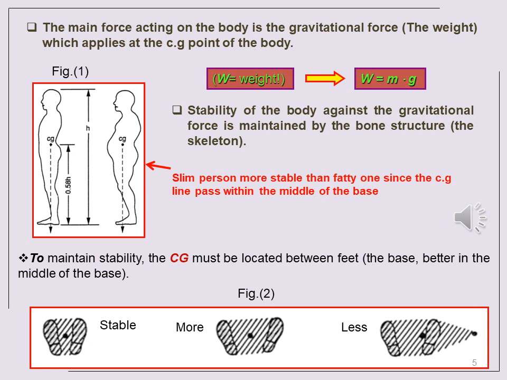Fig. 1 shows that a slim person is more stable than a fatty one, since the cg line passes exactly within the middle of the base for the slim person. Figure 2 shows that to maintain stability, the line of the cg point must be located between the feet, the base, better in the middle of the base.